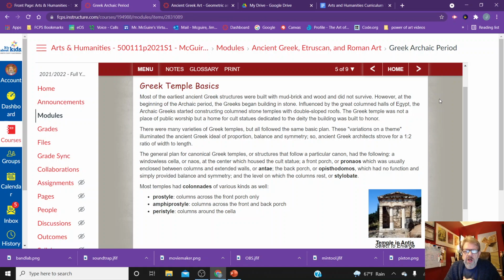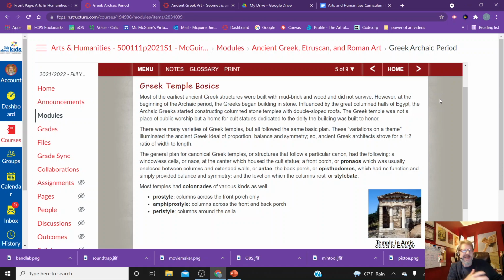Influenced by the great columned halls of Egypt, Archaic Greeks started constructing columned stone temples with double-sloped roofs. The Greeks' temple was not a place of public worship, but a home for the cult statues dedicated to the deity that the building was built to honor.